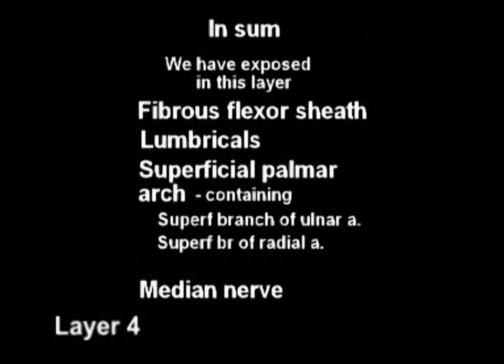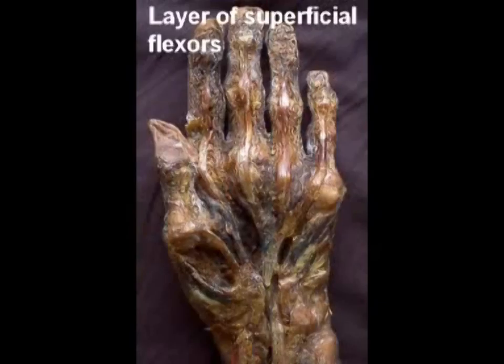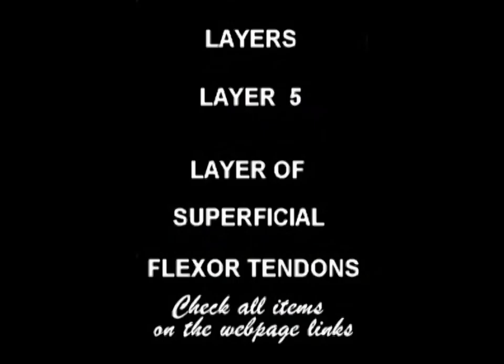In sum, we have exposed this layer, which contains the fibrous flexor sheath, lumbricals, superficial palmar arch, which contains the superficial branch of the ulnar artery, superficial branch of the radial artery, and the median nerve. This is layer 5, the layer of superficial flexor tendons.